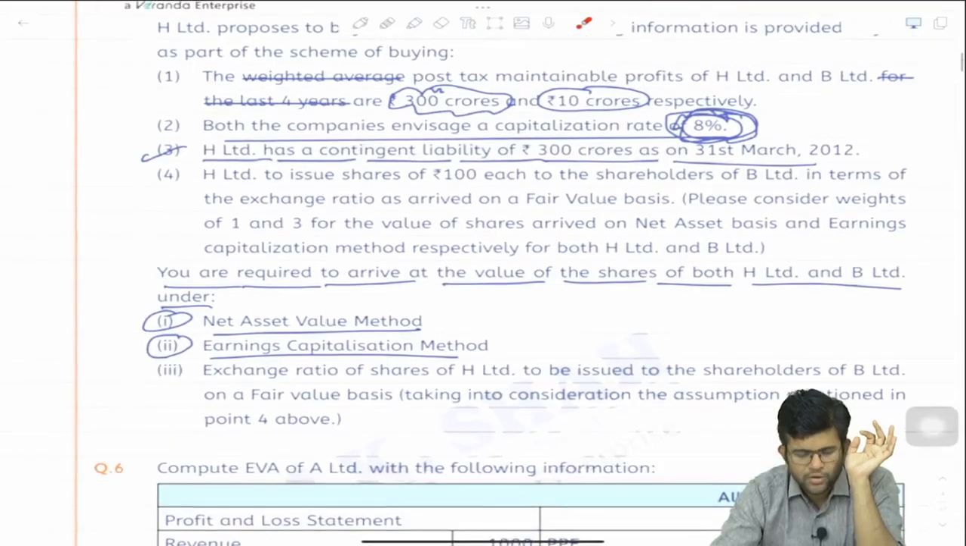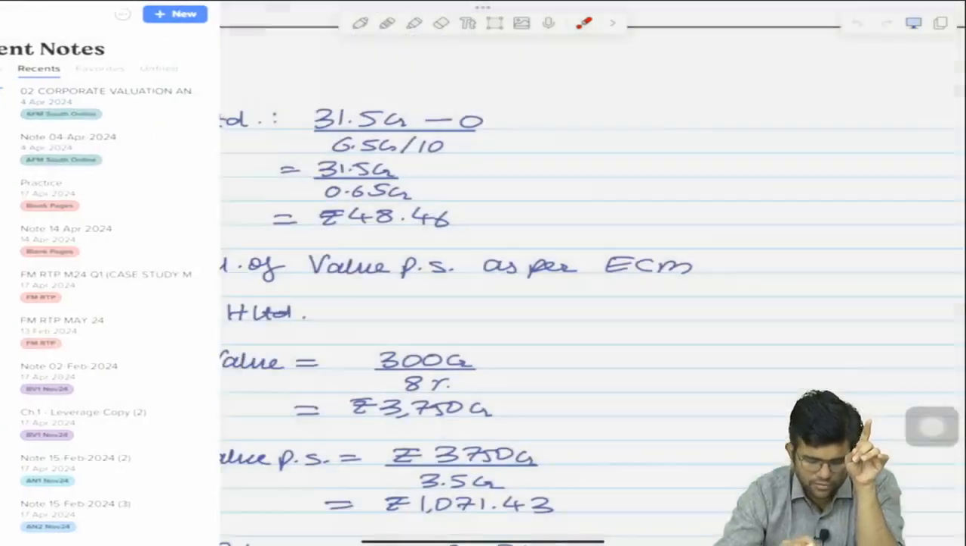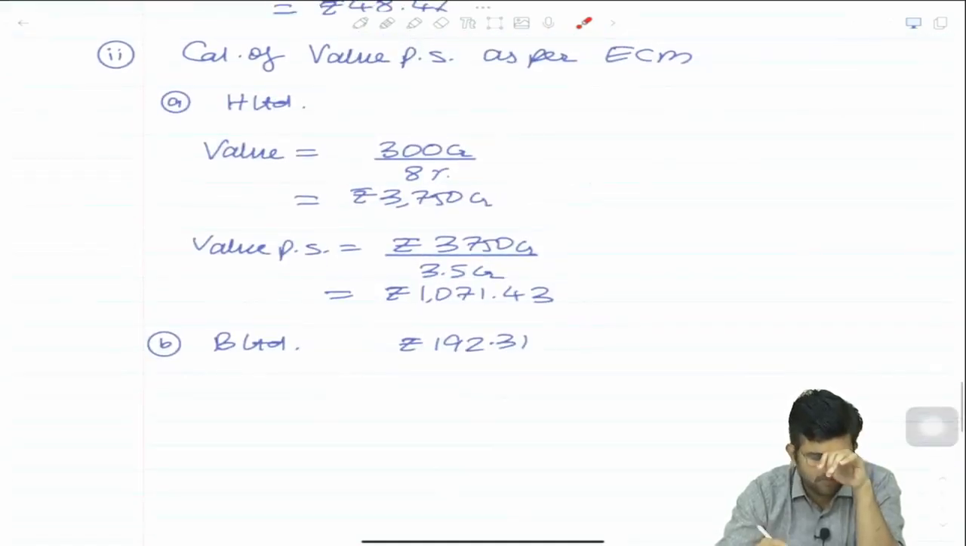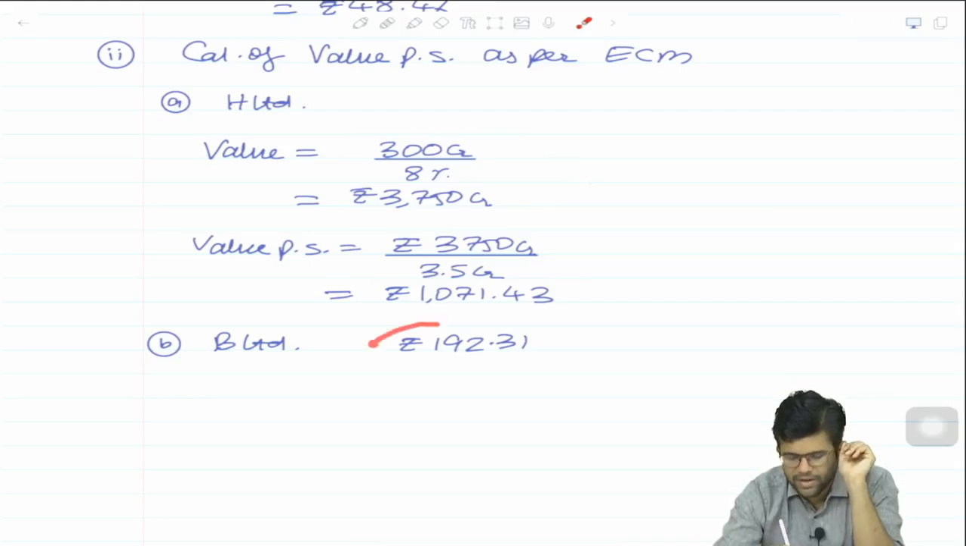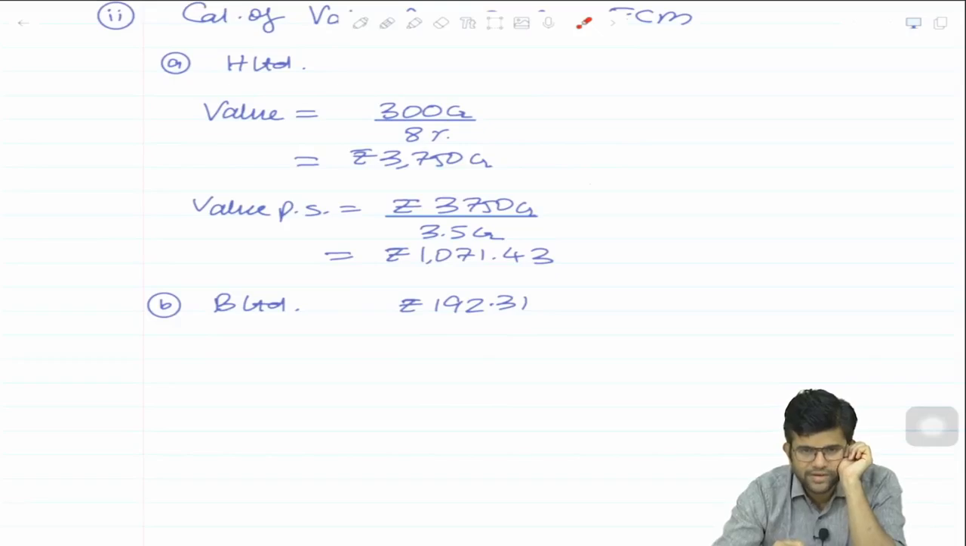Okay. So this students was exactly, you have both numbers now with you. For H Limited, we get the valuation as 3750 crore. So value per share came to 1071.43. B Limited, I guess, considering my notes, you only have done on your own and you have got something like 192.31. Everyone done? So students, this is where we had parted ways last time.